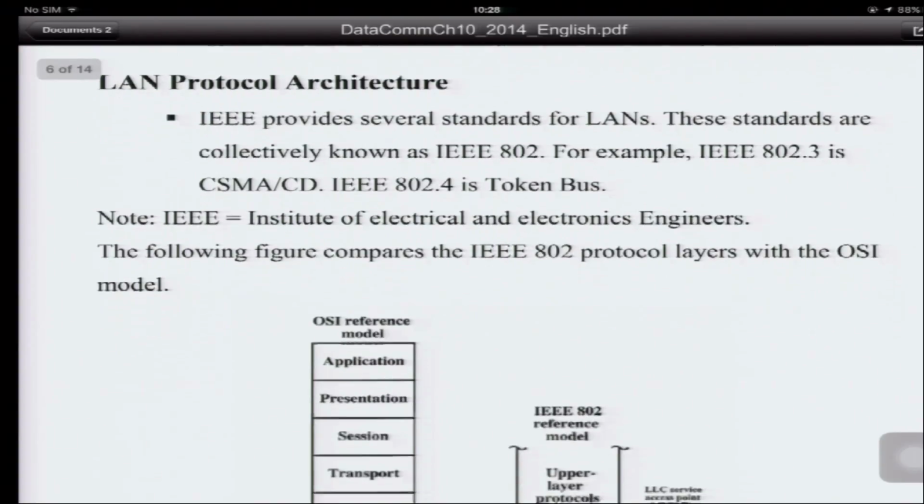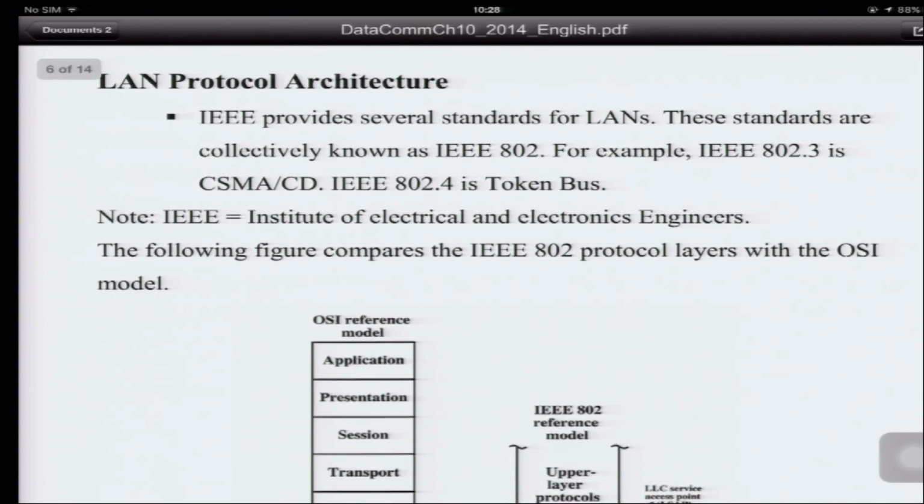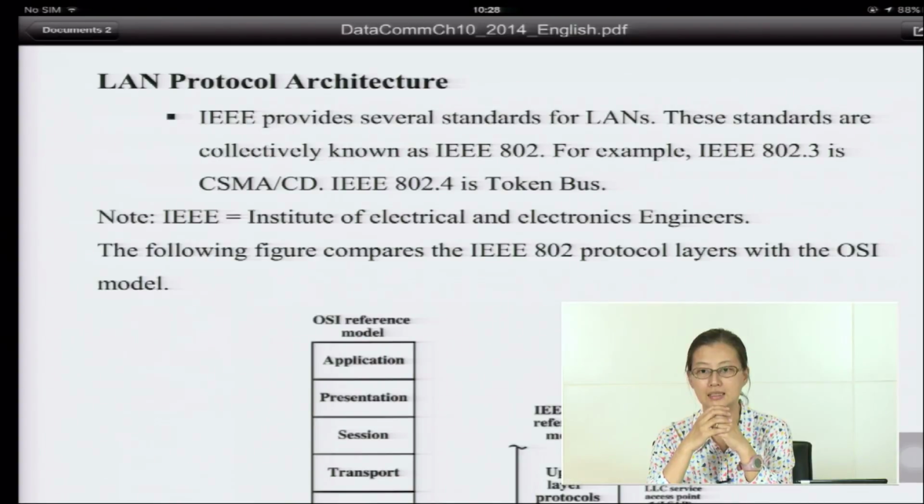Next, we will talk about the LAN protocol architecture. In this case, we look at the layers architecture, comparing the layer architectures of the network that use LAN with the OSI reference model. There are several IEEE standards for LANs. Usually we call them collectively IEEE 802. Each defines different LANs. For example, 802.3 is CSMA/CD, or the Ethernet.